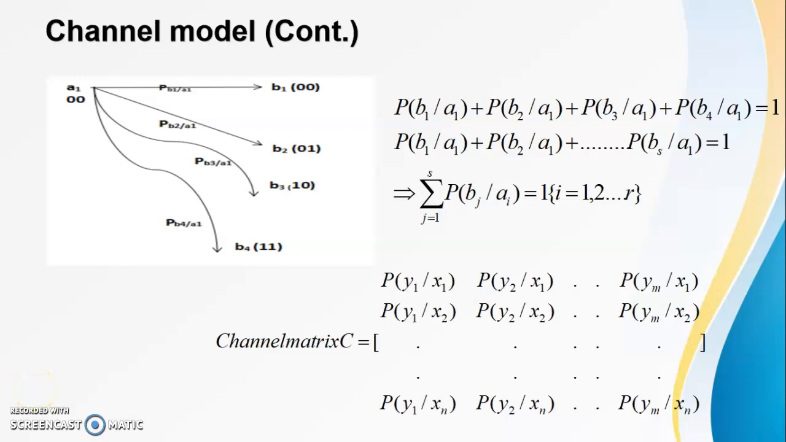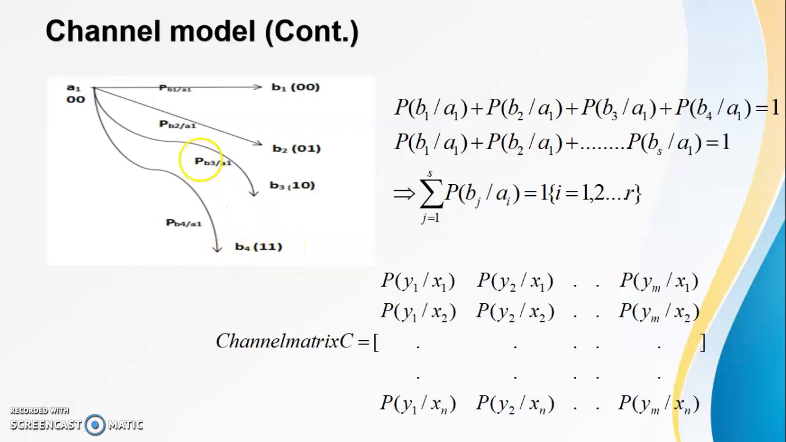So now continue to our previous topic. The process of transmission of alphabet Ai to Bj is called conditional probability or transmission probability. Suppose A1 equals 00 and B1 equals also 00, B2 equals 01, B3 equals 10 and B4 equals 11.